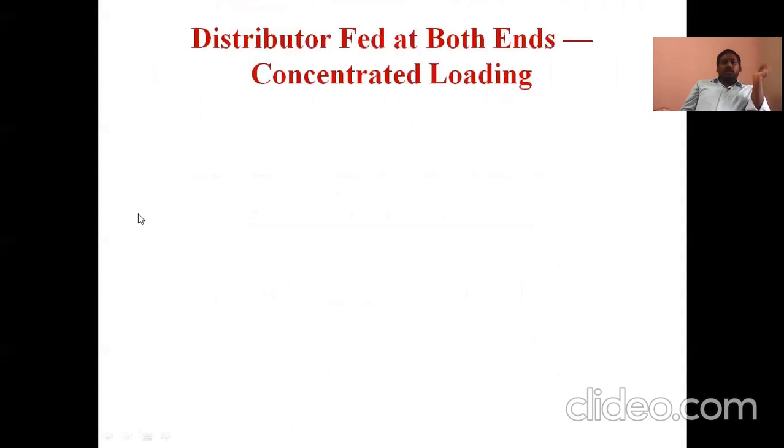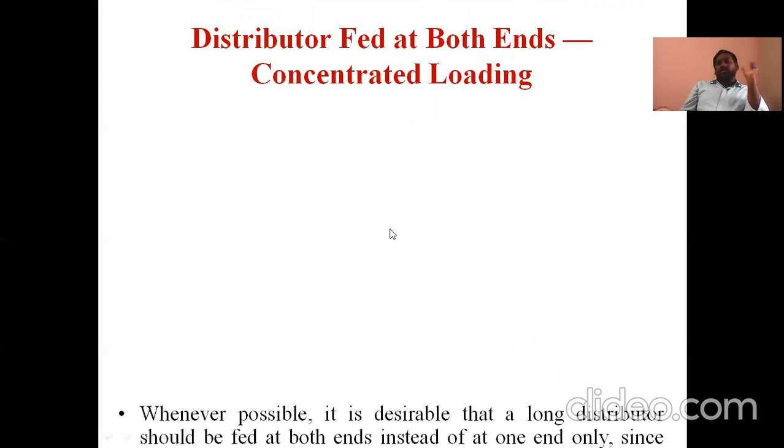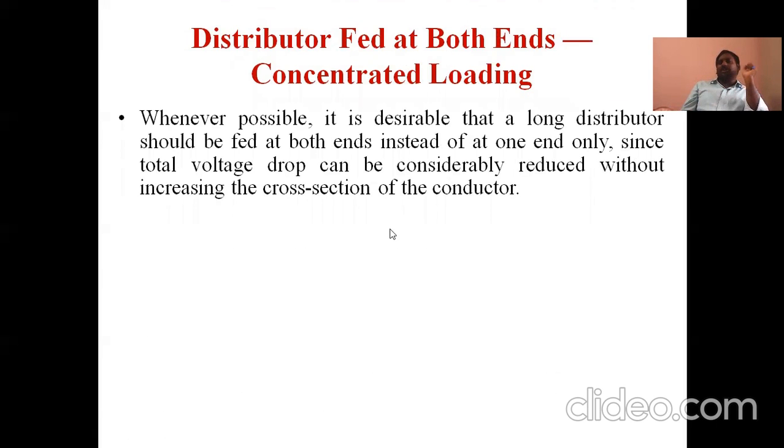So next one: distributor fed at both ends, concentrated loading. Here in the previous case, the distributor was fed only at a single end. But here the distributor is fed at both ends, and here loading is concentrated loading. That means tapped off at a particular point. See here.